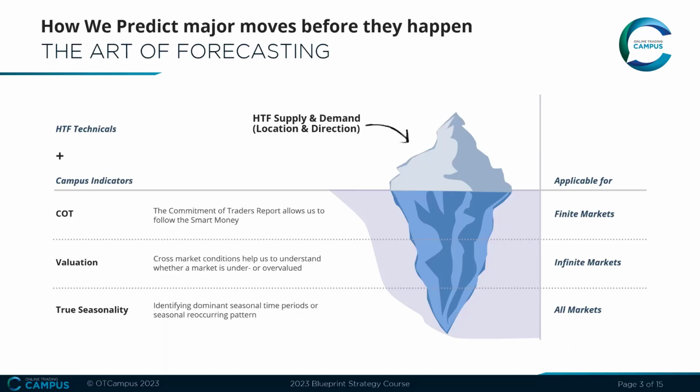Higher time frame technicals is what we can see within our price charts. That's the location and direction analysis. Part of our fundamental analysis will be our campus indicators. So there will be the COT index as well as the net positions. There will be the valuation tool and the true seasonality that also comes with a true seasonality radar screen.